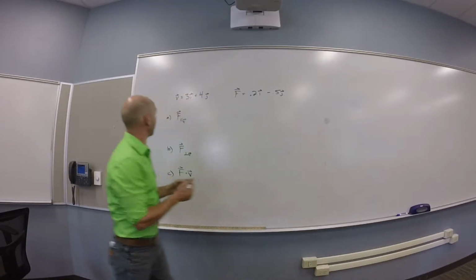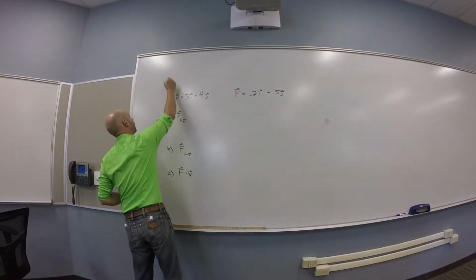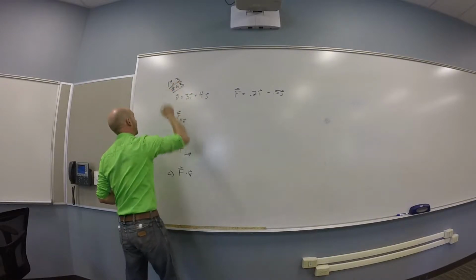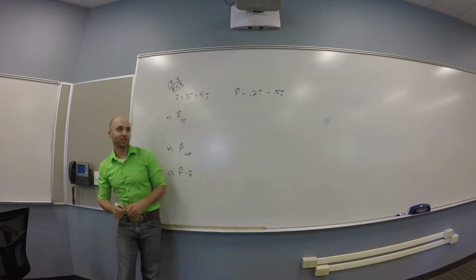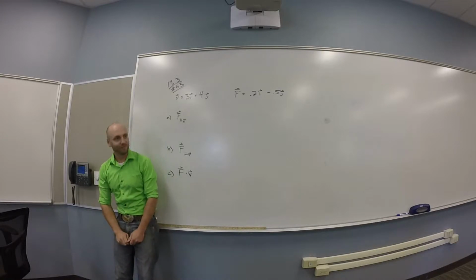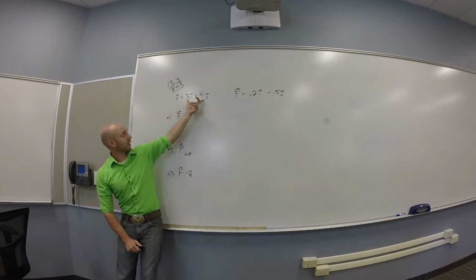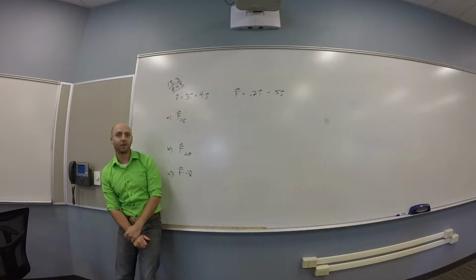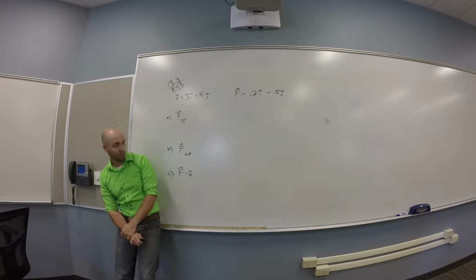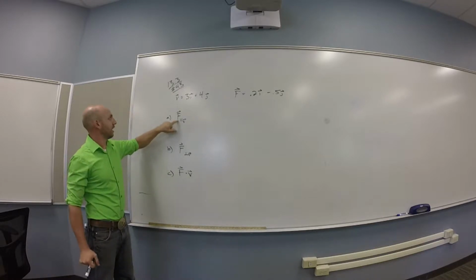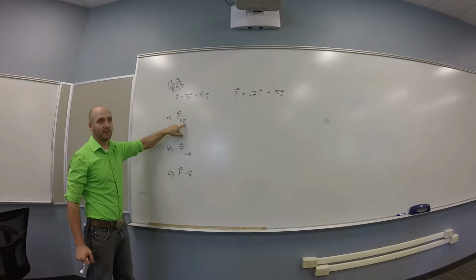Okay, so this is 13.3, number 43, which highlights something I didn't teach you guys the other day. So let's figure it out. I've got a vector v that's 3i plus 4j, and a vector f that's 0.2i minus 0.5j. And I'm supposed to calculate a, which is f parallel to v.